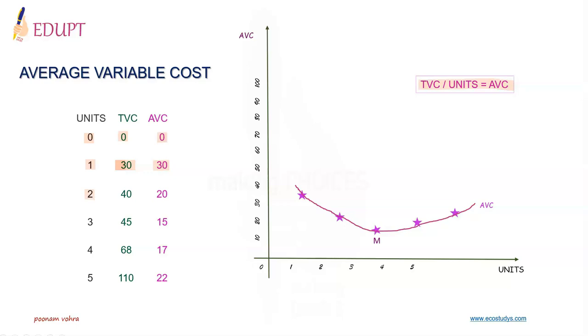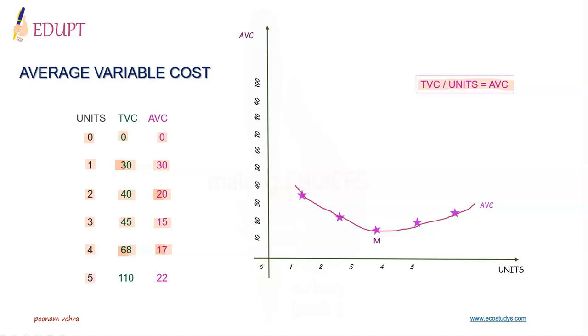With 2 units, total variable cost further rises to 40. Average variable cost is 40 divided by 2, 20. With 3rd unit of production, total variable cost is 45. Average variable cost is 45 divided by 3, 15. When 4 units are produced, total variable cost rises to 68. Average variable cost is 68 divided by 4, 17.